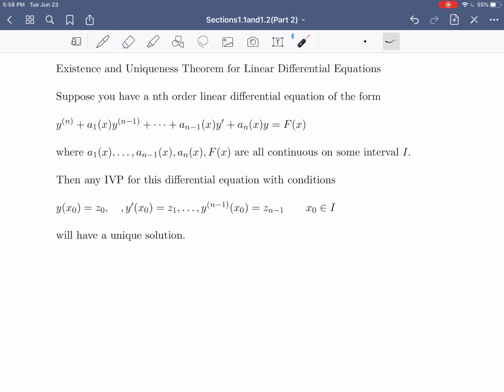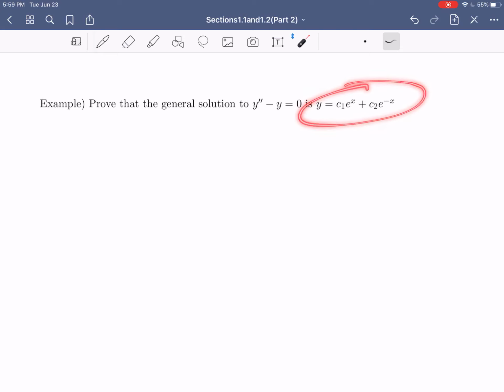So for this example, we're going to prove that the general solution to this differential equation, y double prime minus y equals 0, is y equals c1 e to the x plus c2 e to the minus x. So we want to try to prove that this is the general solution. So how are we going to do this proof? Well, the first thing we need to do is prove that this actually is a solution. Forget about it being a general solution. We need to prove that it is a solution.